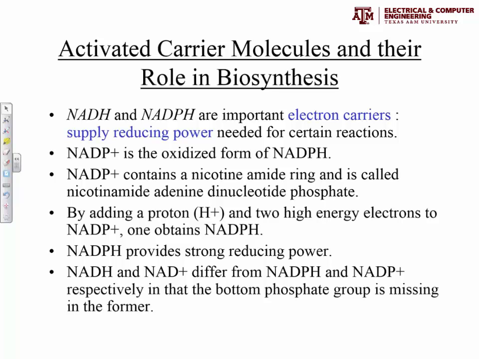So if you add a proton, which is a hydrogen ion, okay? Because hydrogen has got one proton, one electron. You take the electron away, you get the hydrogen ion, that's a proton, right? So by adding a proton and two high energy electrons to NADP plus, you obtain NADPH, which is what I showed you in that picture, from the left hand side to the right hand side. NADPH provides strong reducing power. Why? Because it has got those high energy electrons. Where there is reducing power needed, it can give up those high energy electrons. And NADH and NAD plus differ from NADPH and NADP plus respectively in that the bottom phosphate group is missing in the former. That's what I pointed out in the figure.